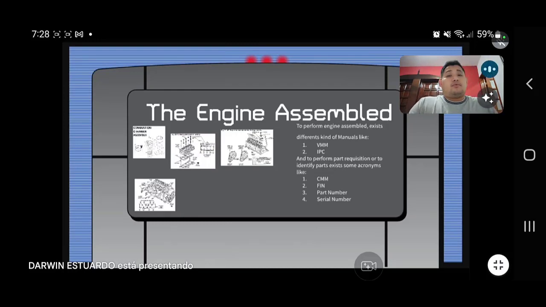well, all the parts of the engine. If the manuals give the instructions, you must follow them step by step. Because in the process of assembling the engine, there is a timeline to perform the maintenance and the assembly. Why?